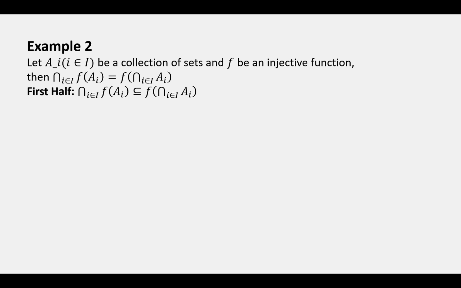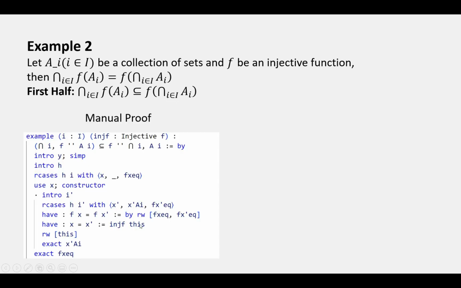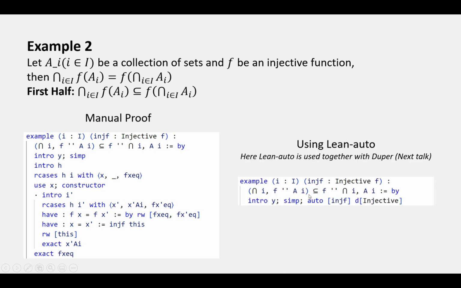Let's look at a simpler example. This example is about the image of sets under functions and intersection of sets. This equality can also be divided into two parts, the first part being that the left-hand side is a subset of the right-hand side. This is what we'll get if you want to prove it manually. And this is what we'll get if you use LeanAuto.